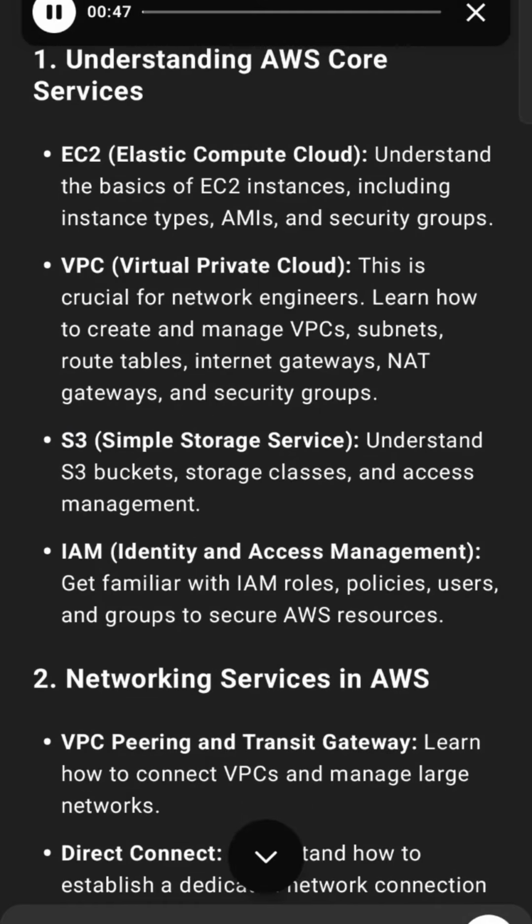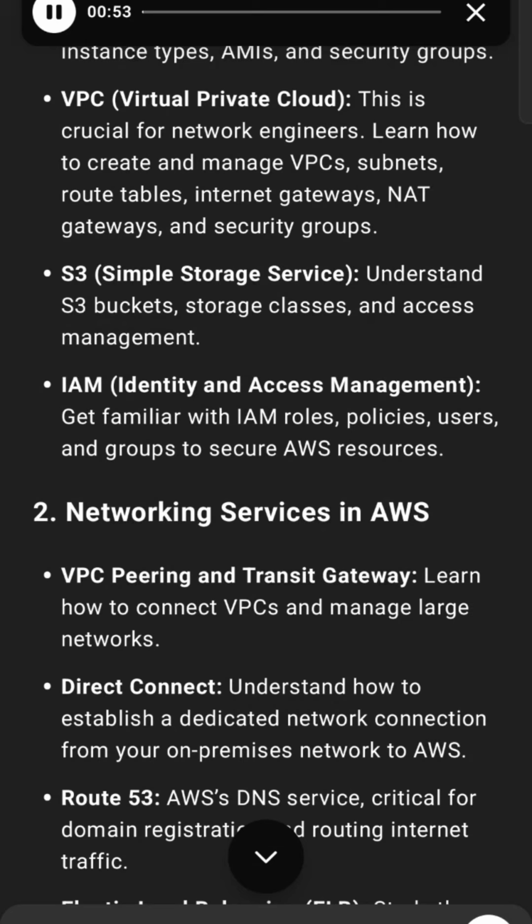S3, Simple Storage Service. Understand S3 buckets, storage classes, and access management. Identity and access management. Get familiar with IAM roles, policies, users, and groups to secure AWS resources.